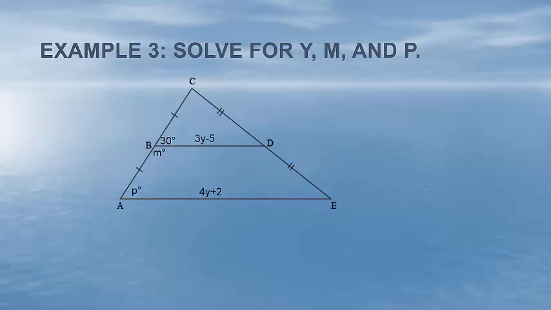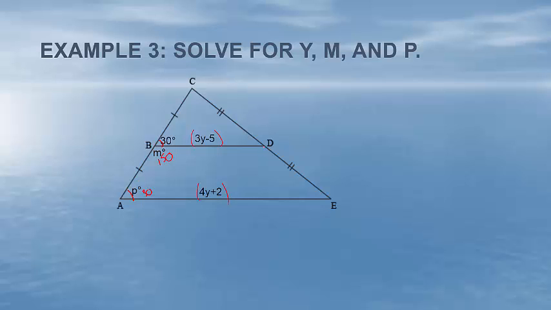In our third example, notice this time I gave you expressions. So let's go ahead and solve for M and P first, since those are a little quicker. Obviously, M would have to be 150. P is going to be 30 for 2 reasons. It's corresponding to the 30 degrees up here, or you could say that 30 and 150 are same side interior angles, so they should make 180.